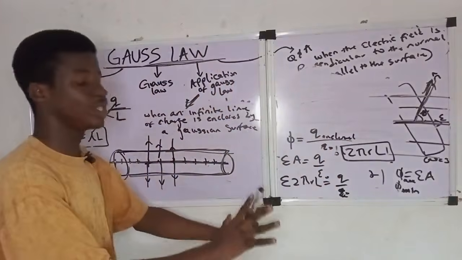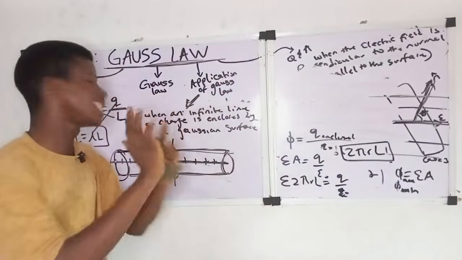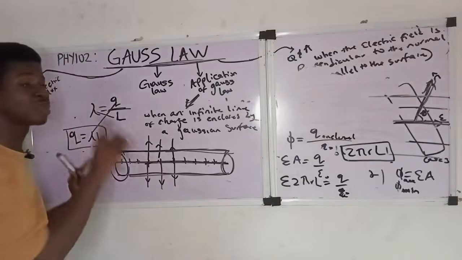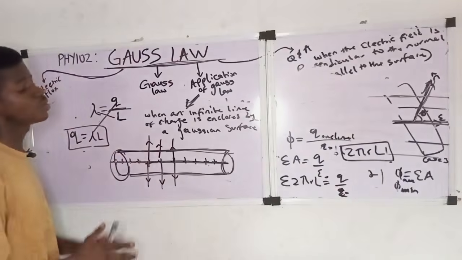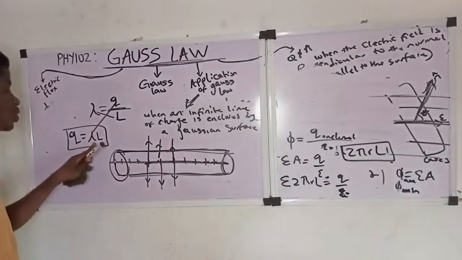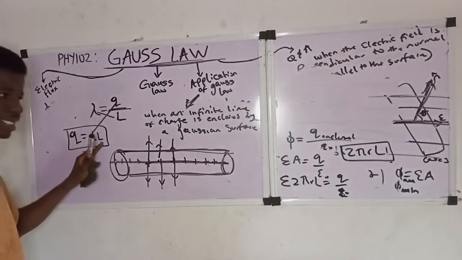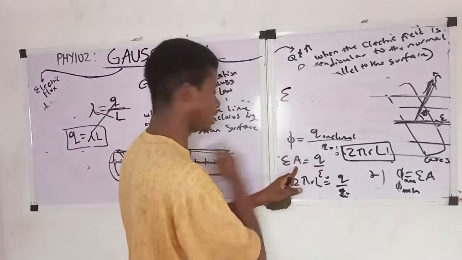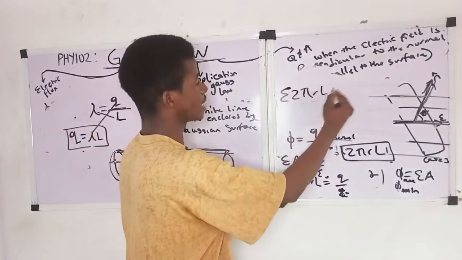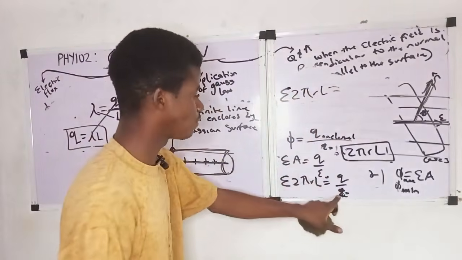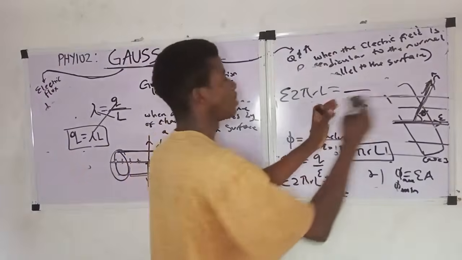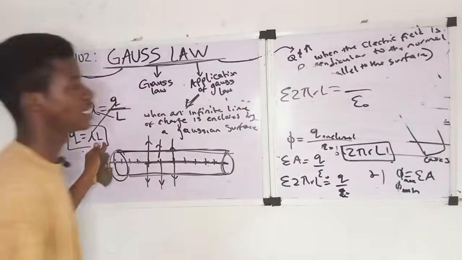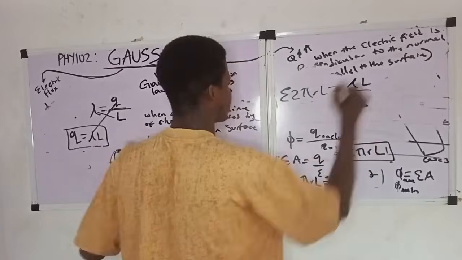So this is for an infinite line of charge, which is commonly described by linear charge density, right? So charge is equal to linear charge density times length. Remember, E times the area of a cylinder, 2 pi r L, is equal to charge over epsilon naught, the permittivity of free space. Now what is charge? Charge is linear charge density times length.